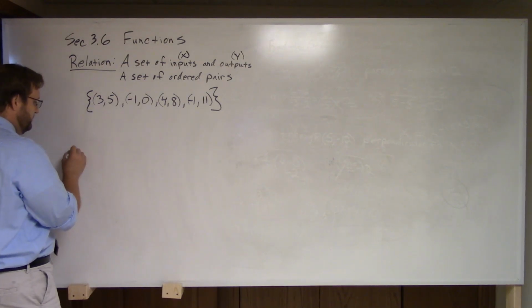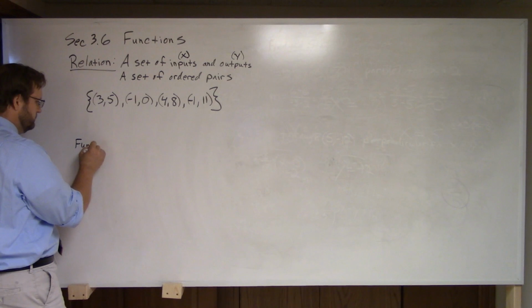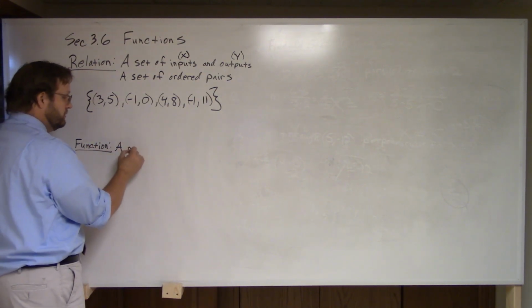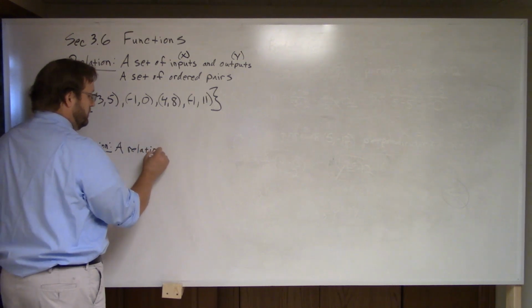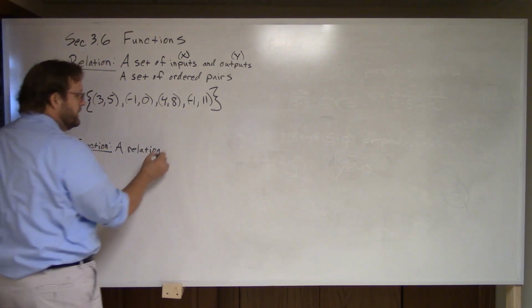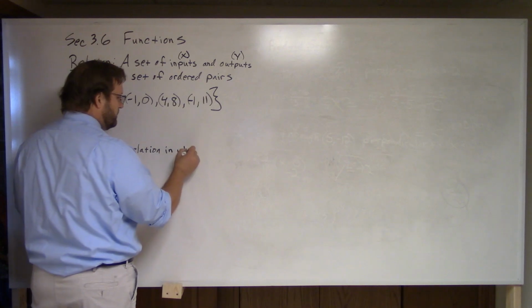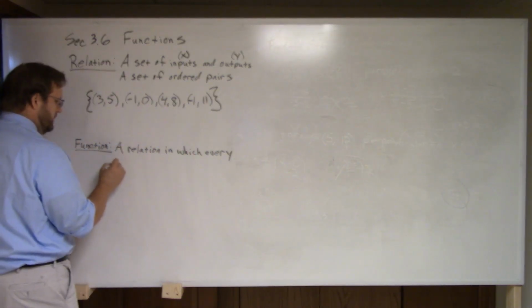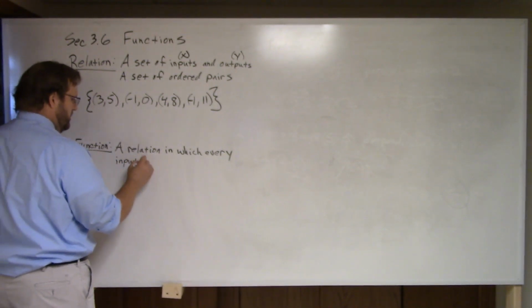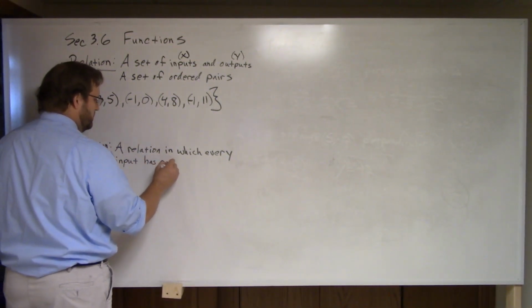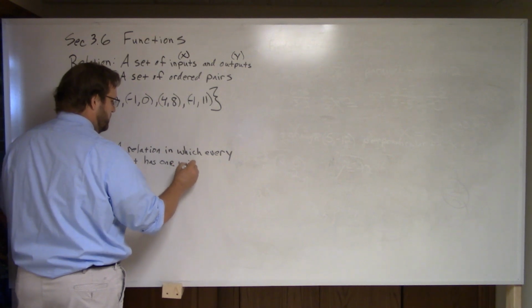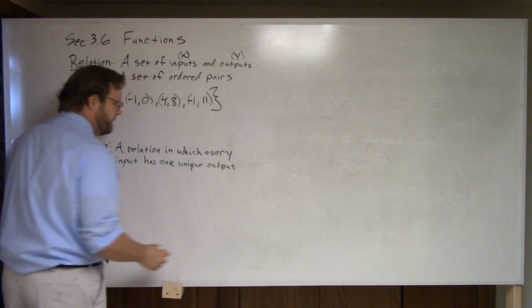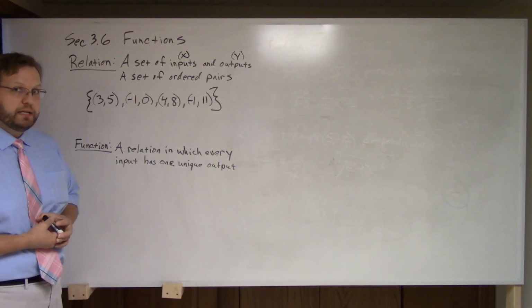A function, first and foremost, is a relation. So it's a set of ordered pairs in which every input has one unique output. Every input has one unique output.